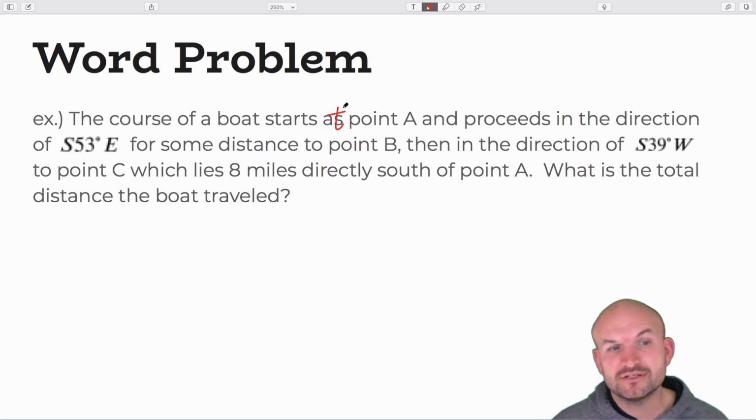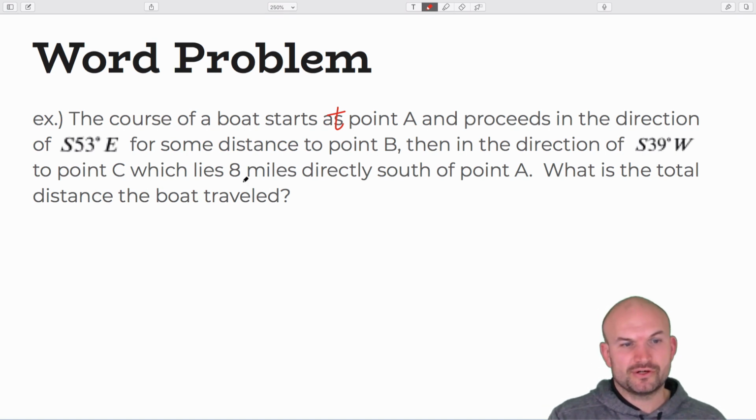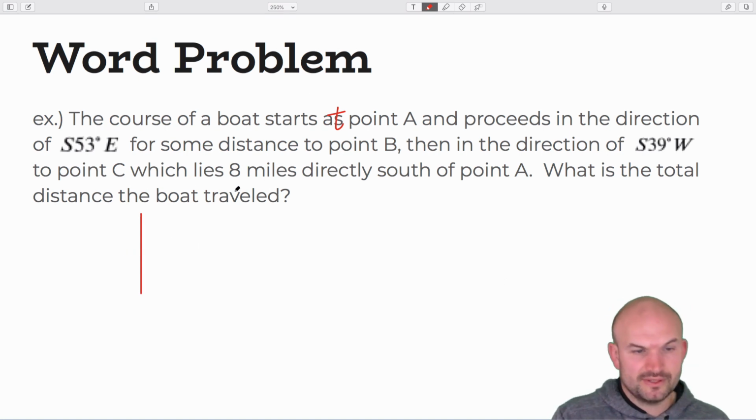All right, so whenever we have a word problem or we have a bearing, I always tell students to draw the compass heading. So we have this, it's going to be south 53 degrees east. So I'm just going to draw this compass heading. I do a nice one there. I did it. Okay, so we have north, east, south, west.